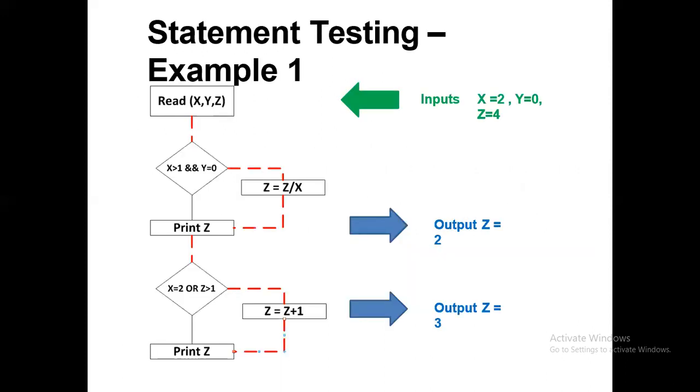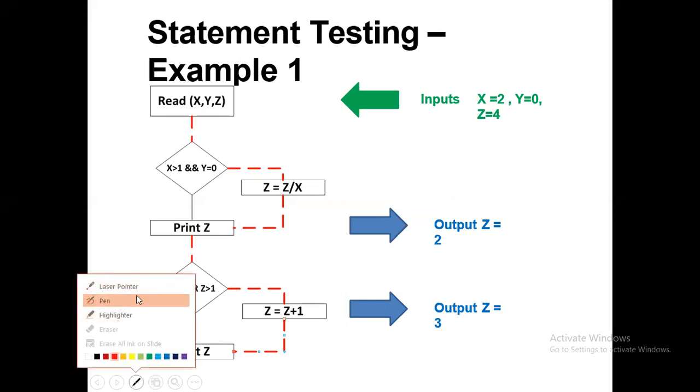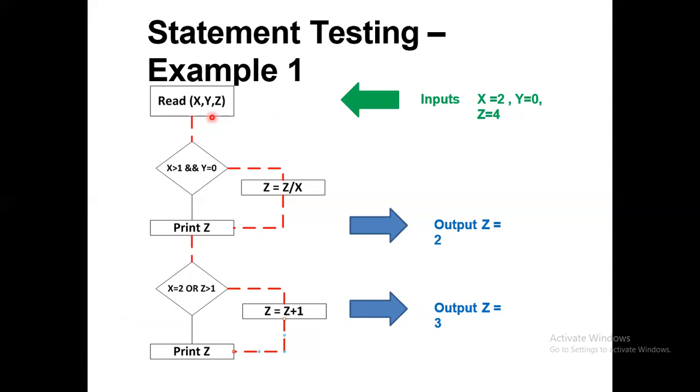So if I go to the example, this is my program, right? When it goes to statement testing, whenever you are requested to do the statement testing, you need to run each and every statement at least once. So if I highlight my testing path, right?